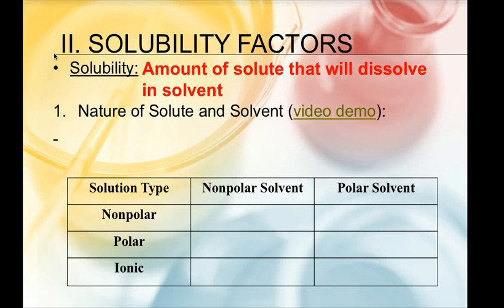Solubility is the amount of solute that will dissolve in a solvent. So if a lot of a solute dissolves in a solvent, we say that that material is very soluble, it has a high solubility. One of the things that determines solubility is what we call the nature of the solute and the solvent, and we already talked about that.